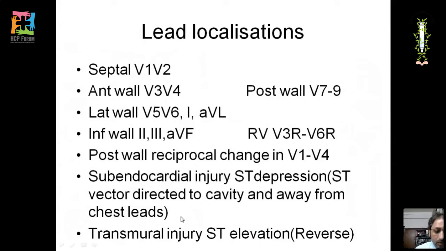On the contrary, when the transmural injury occurs, it is always ST elevation, because now the ST vector will be directed towards the muscle, which is directing towards the leads. So there will be an ST elevation.